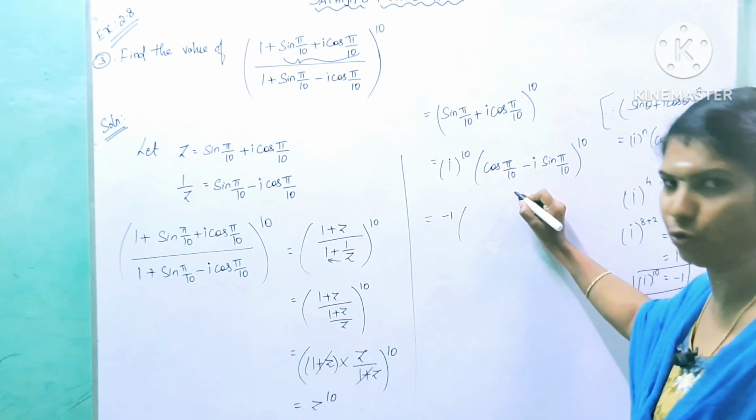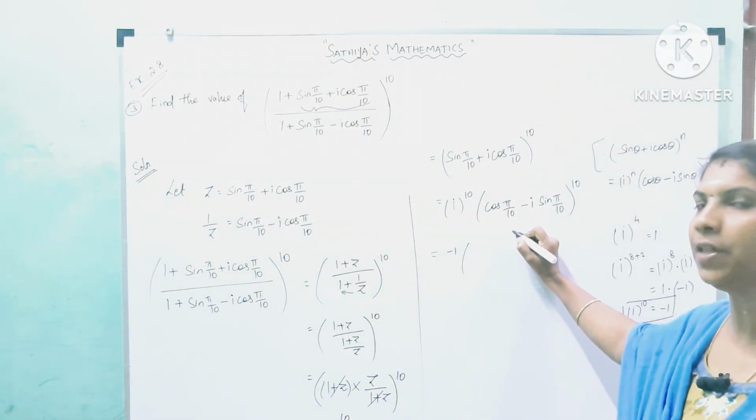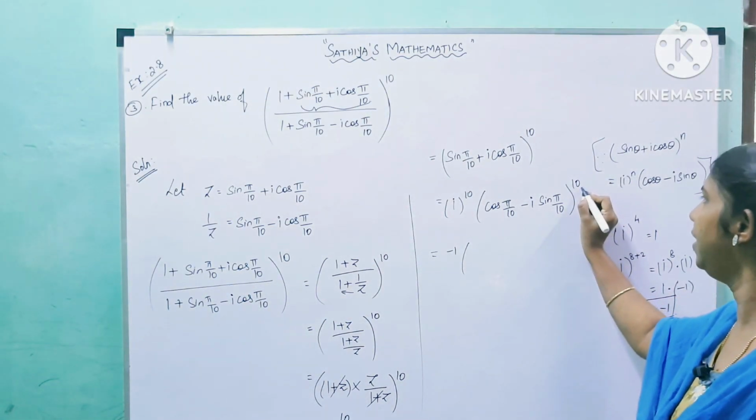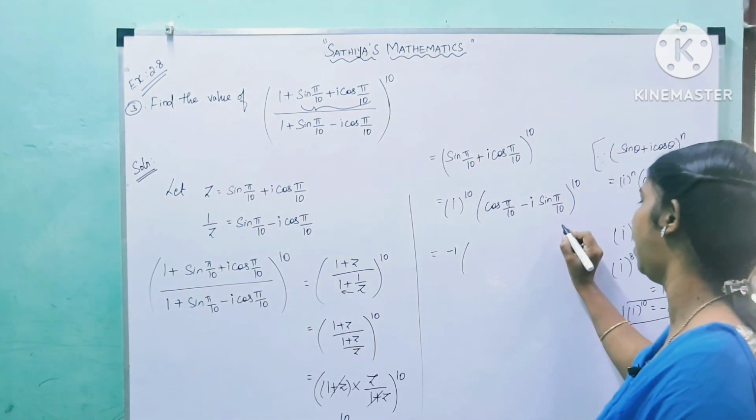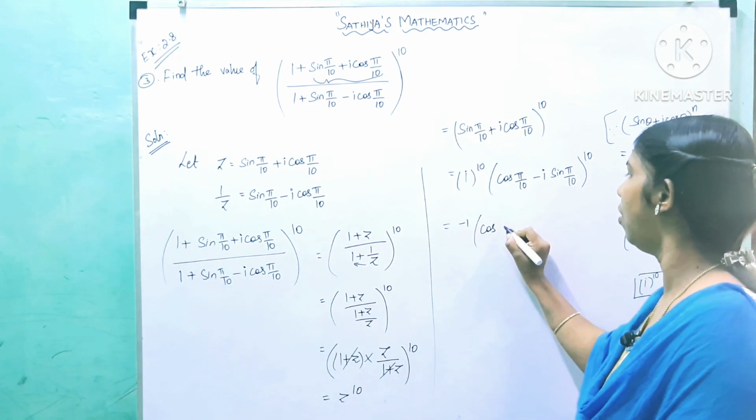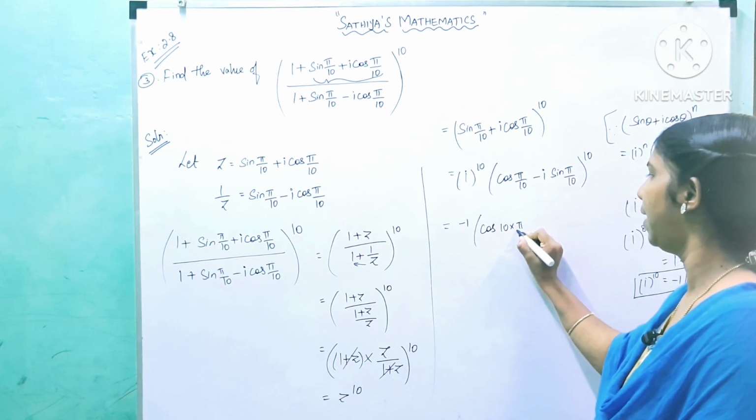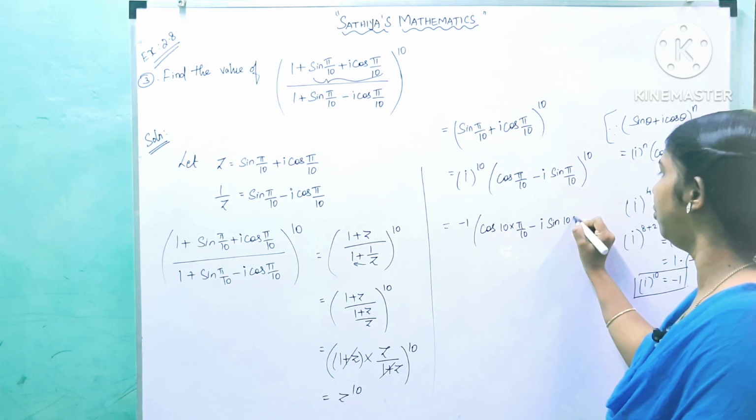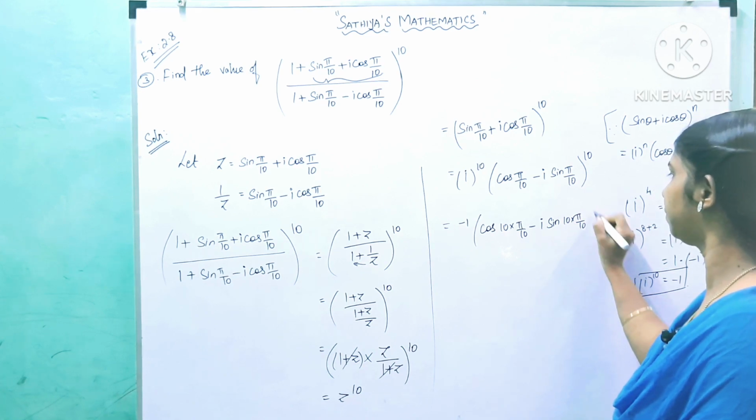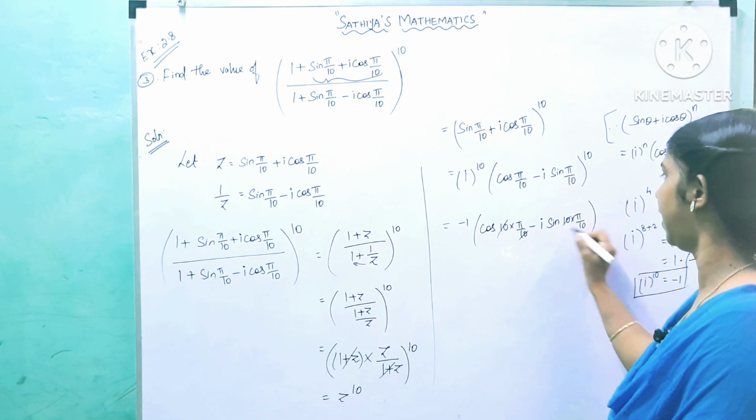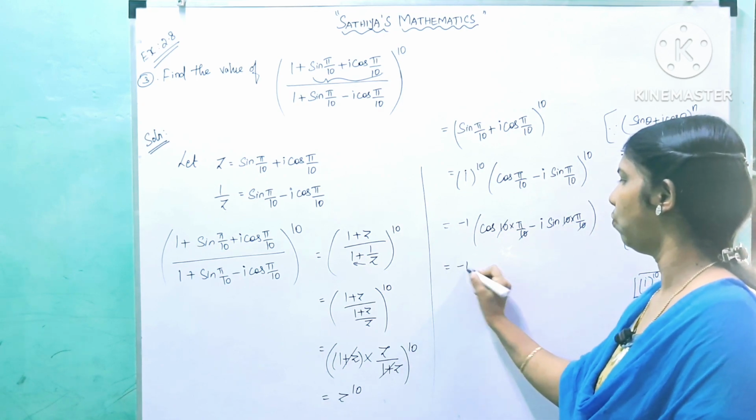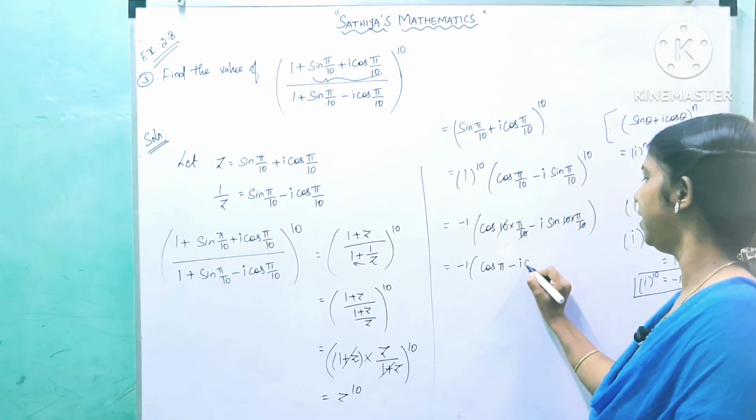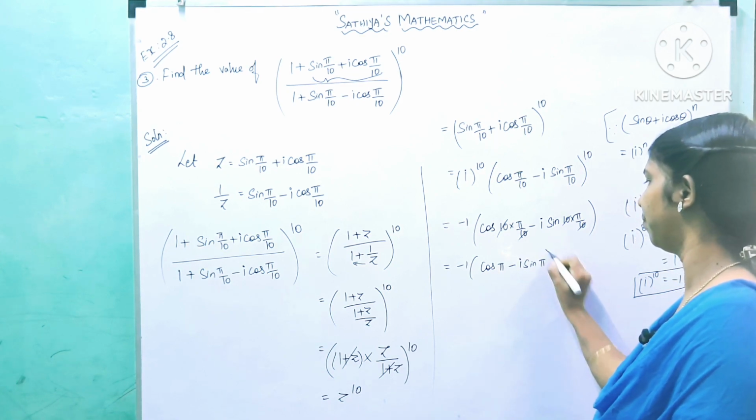Here we can use De Moivre's theorem. What is De Moivre's theorem? The power will be multiplied with the angle. So we can now multiply this power with the angle. So this is cos of 10 into pi by 10 minus I sin 10 into pi by 10. So 10 gets cancelled. So minus 1 into cos pi minus I sin pi.